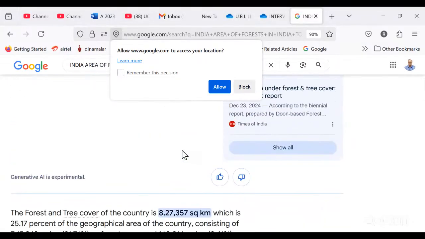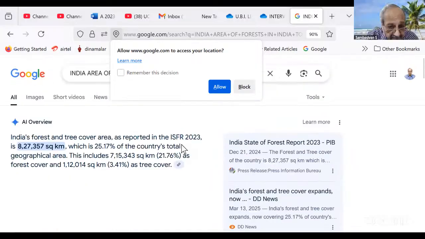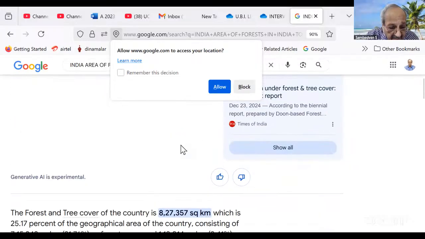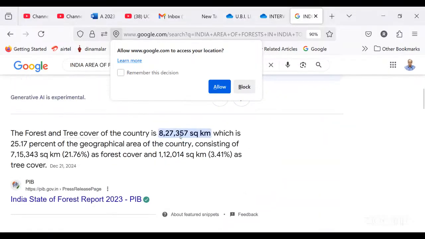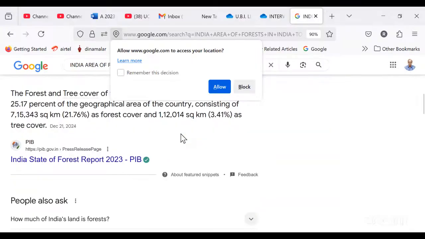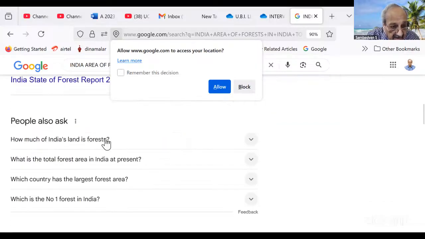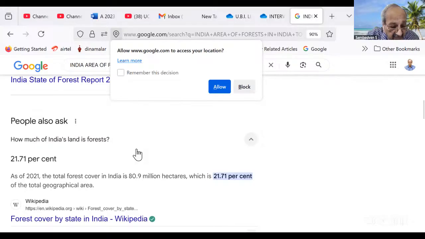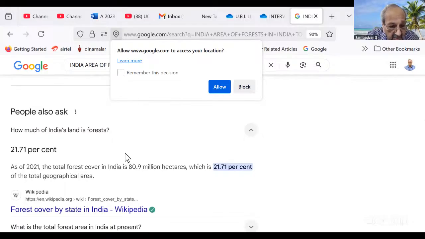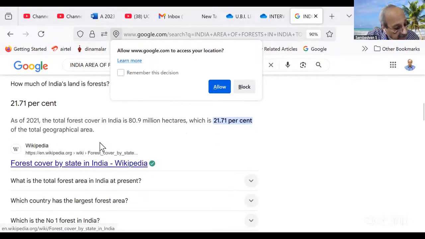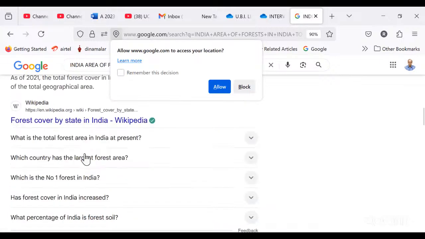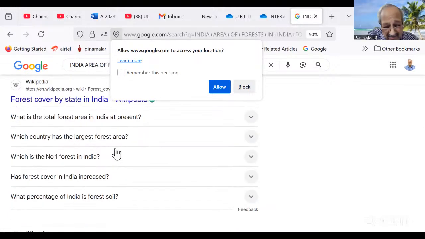Sir, forest cover, I guess, is where the tree canopy is more than 10%. That is called forest cover. I am not sure, but I'll check. How much of India's land is forest? Here they are telling 21 in Sir, it was 2020, according to 21 report. How can it increase, Baba?